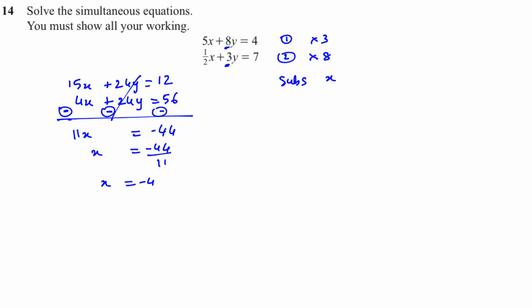Now we have to substitute x in any equation to find y. I'm substituting x in equation 1. So 5 times negative 4 plus 8y is equal to 4.